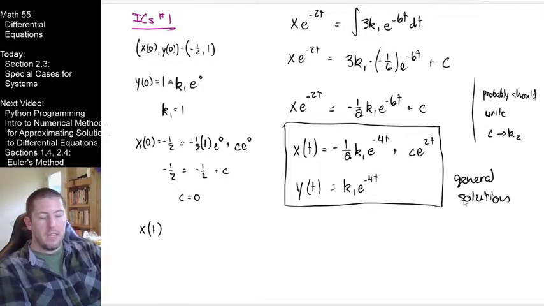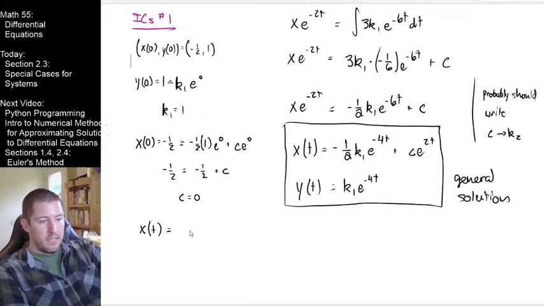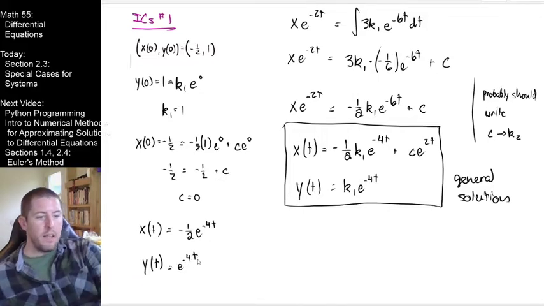So this should be representative of all the curves in the plane. If we're looking particularly for the curve that goes through (-1/2, 1) in the xy plane, it's going to be this guy right here. So x of t, we've identified that k1 is 1. We've identified that c is 0. So it looks like we're just getting -1/2 e^(-4t). For y of t, we solved for k1 to be 1, so we're just getting e^(-4t) right there.